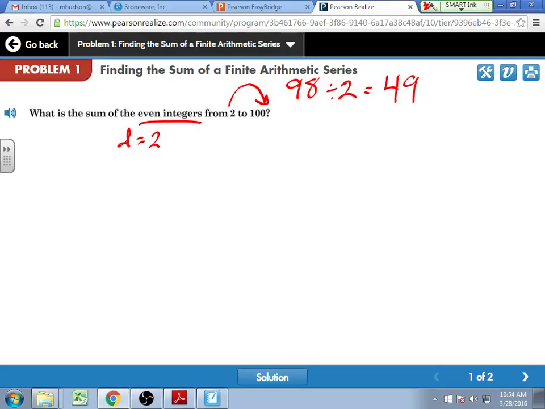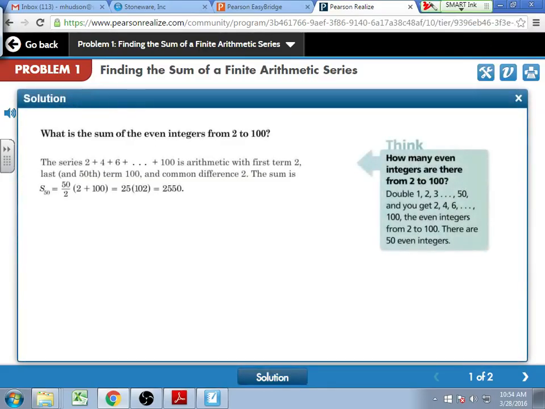49. Now wait a minute. Does that account for the first term and the last term? No, it doesn't. Because you have to add one more. When you talk about difference, you're always leaving off where you started. That original number, the 2, does not apply in how many terms.